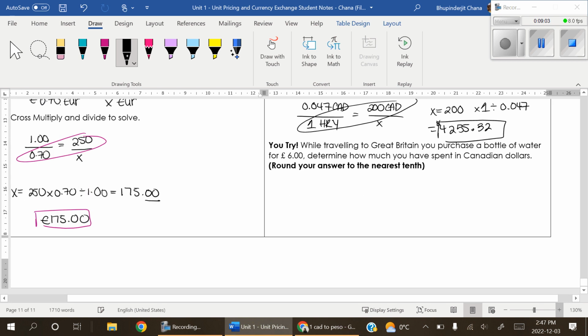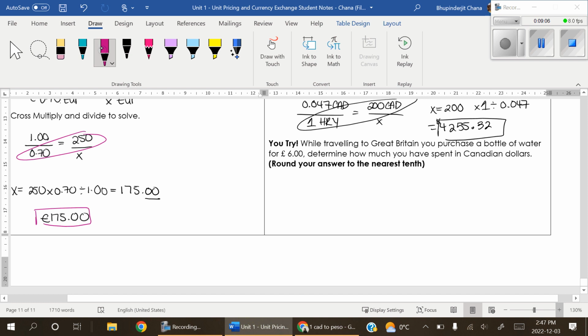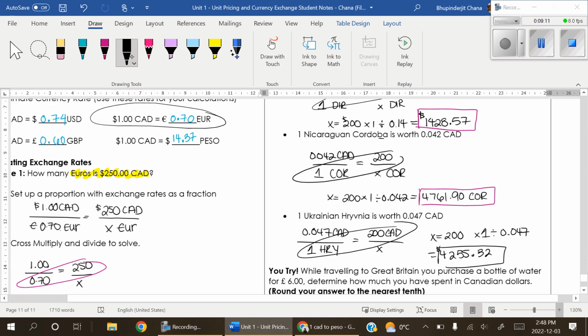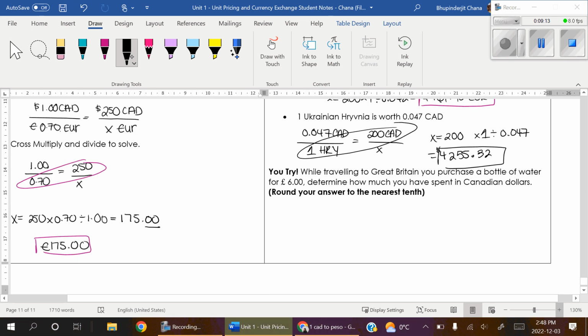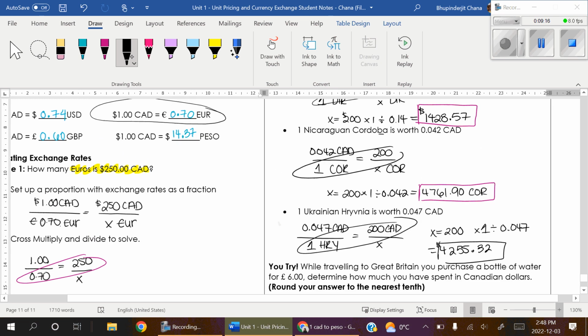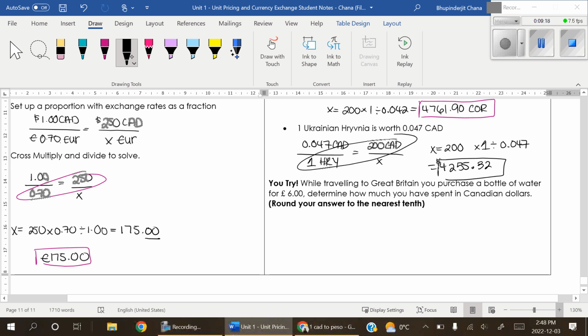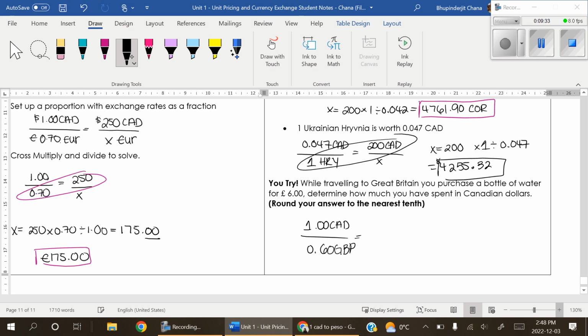Awesome. I've got one for you to try here on your own. I'll set this up for you. You're using this conversion here: 1 Canadian dollar is equal to 0.60 Great British pounds. Okay, and I will let you take it from there. Make sure you round your answer to the nearest tenth.